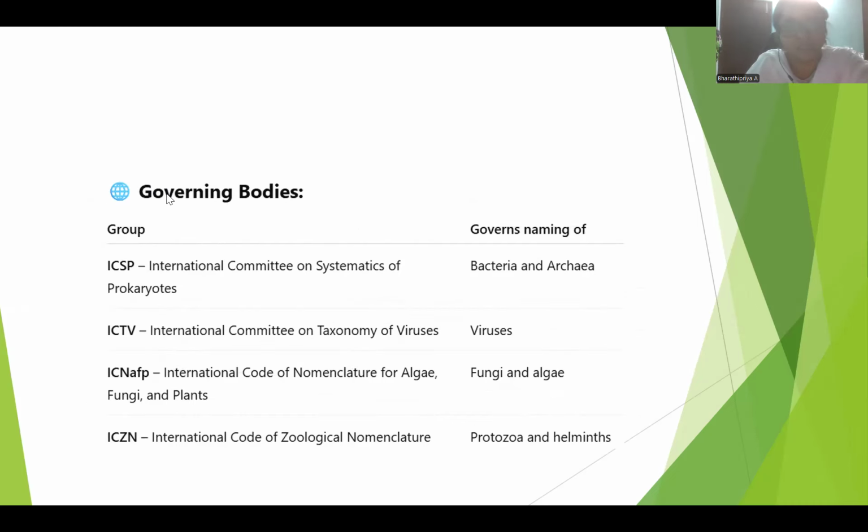These are the various governing bodies related to nomenclature. For naming bacteria, we adopt the International Committee on Systematics of Prokaryotes; for viruses, the International Committee on Taxonomy of Viruses; for fungi and algae, ICNafp; and for protozoa and helminths, we need to follow ICZN. These are the procedures we need to follow for providing nomenclature for microorganisms.